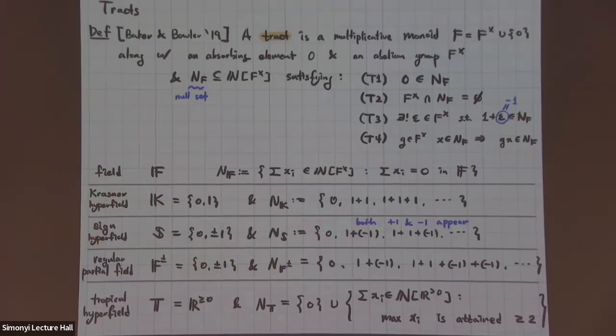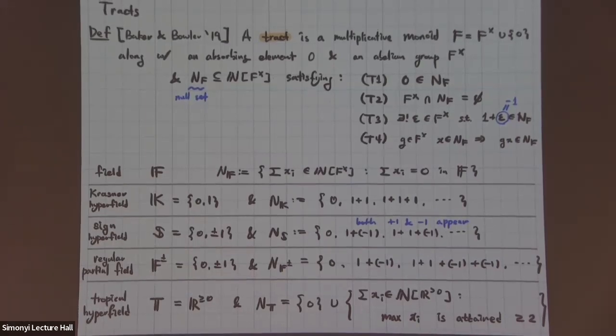Each null set is something like 0, or 1 plus -1, and so on. This means that if a formal sum of 1s and -1s in our integer ring is 0, then we directly capture it and put it into our null set. And the tropical hyperfield you can define this way. Maybe people who work in tropical geometry know better than me why this definition is reasonable.